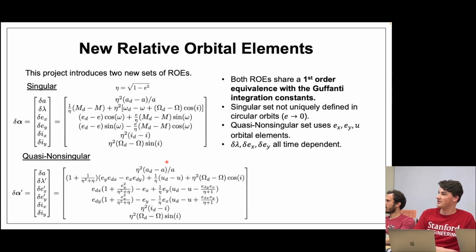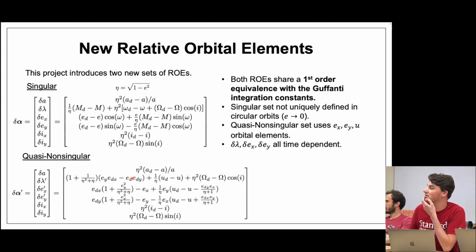So I'm going to introduce two new sets of relative orbital elements here: a singular set and a quasi-non-singular set. A few properties. The quasi-non-singular set is a function of a quasi-non-singular set of absolute orbital elements, which uses the eccentricity vector and mean argument of latitude. So u is the mean argument of latitude, then you have e_x and e_y in different parts of this model, while the singular set just uses the classical set that we're all familiar with, including argument of perigee. Eta here is just the square root of 1 minus e squared.